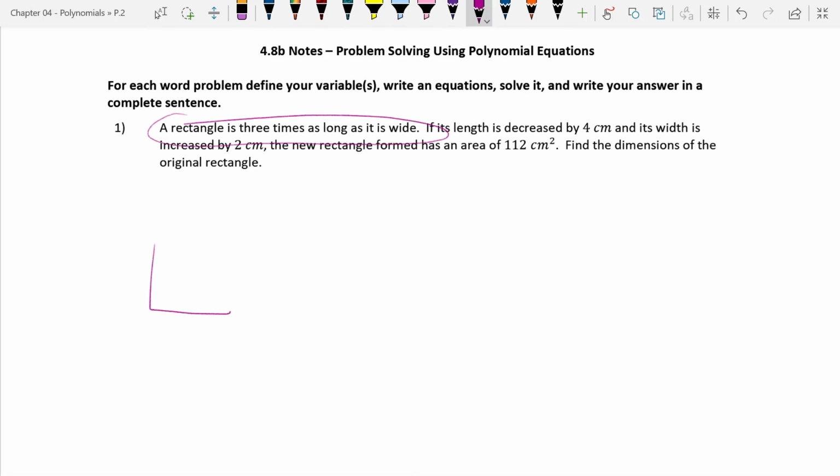as it is wide. So if I draw just a simple rectangle, and if it's 3 times as long as it is wide, probably logical to say W and 3W. Then we've done problems like this before where we create a second rectangle, and we say if its length is decreased by 4, so 3W minus 4, and its width is increased by 2, W plus 2, the new rectangle formed has an area of 112.